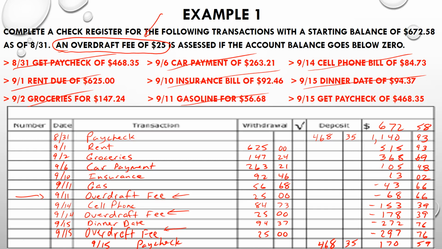All right, but this is how a checking account works. You write a check or you swipe the card, and you're either putting money in, that's called a deposit, adding money to your account, or you're taking money out, buying something, and that's called a withdrawal. All right, and you just want to keep a good record of this.